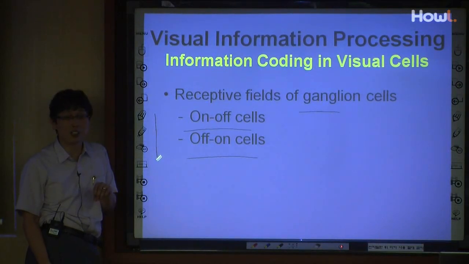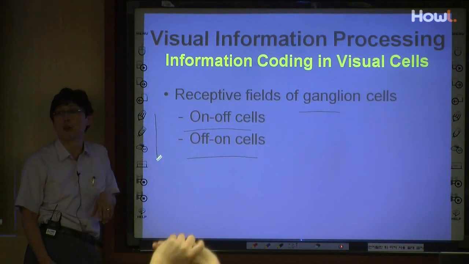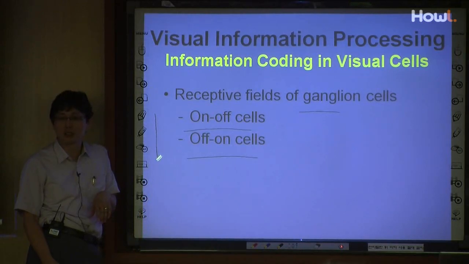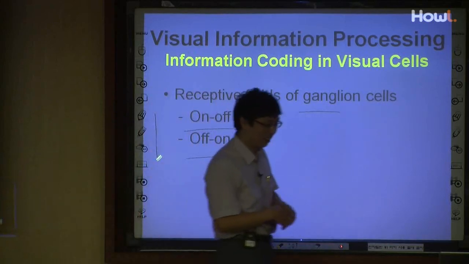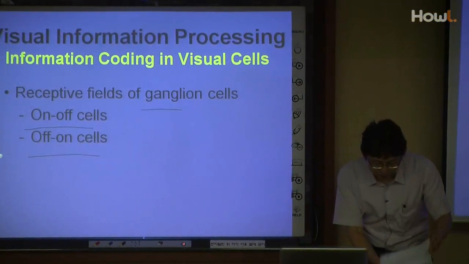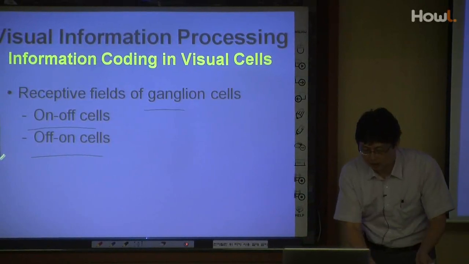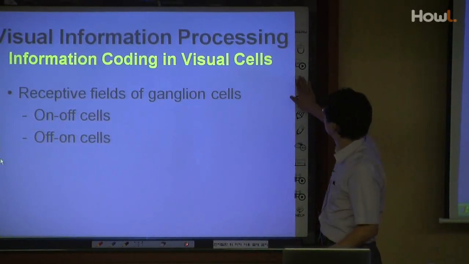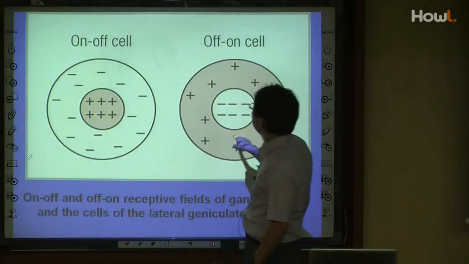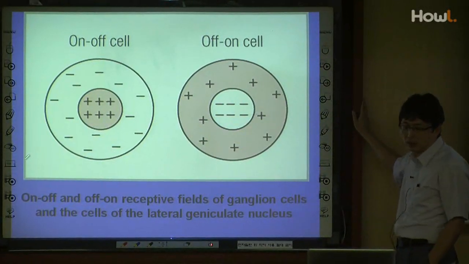We can't see this in human eyes. We just identified this information from mouse. Not Mickey Mouse, a real mouse, not rat. So this one is on-off cell. This one is off-on cell.